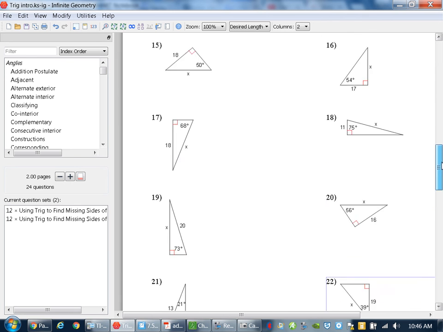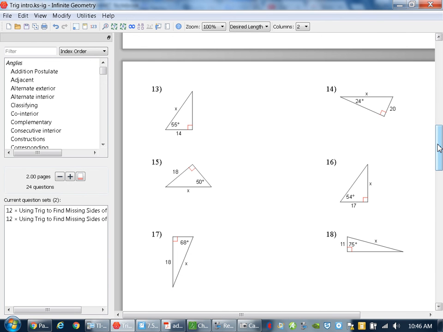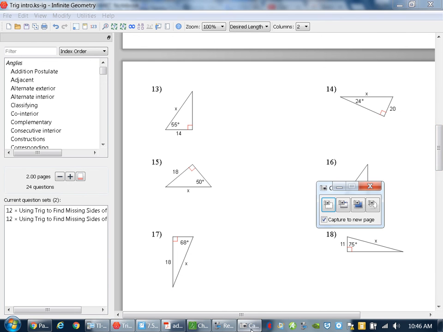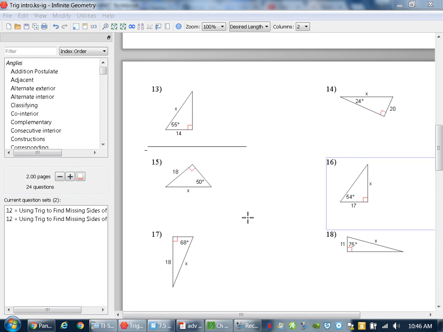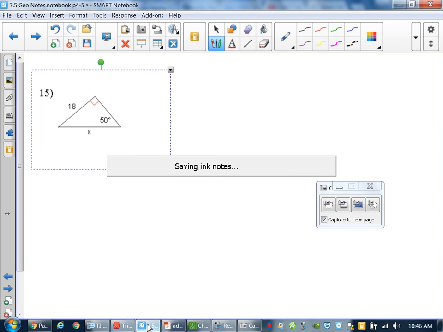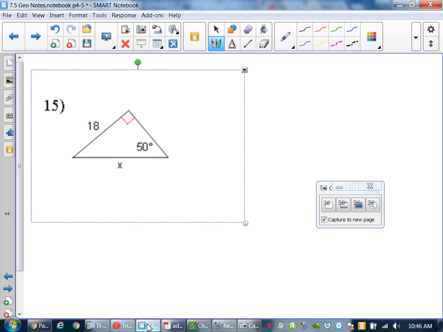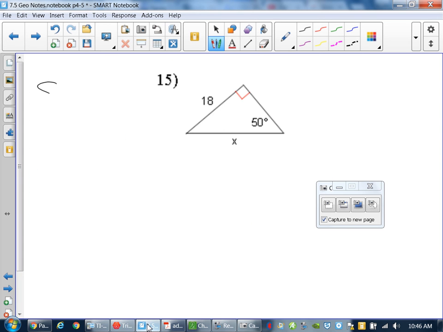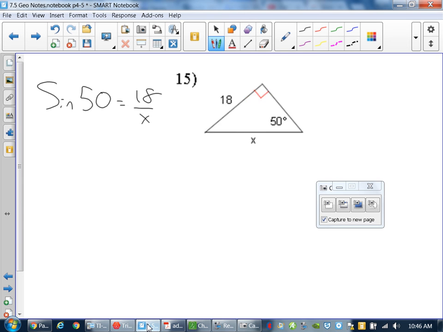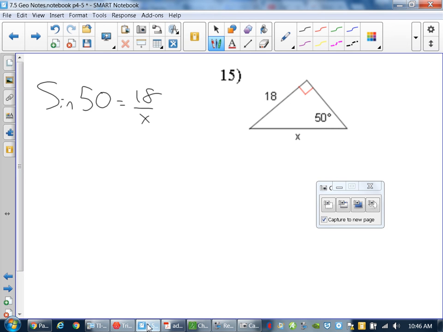So if I'm doing number, let's see, we did 13. Number 14, I think we did that one. If I go to 15, on number 15, right now, you guys have the following written down. You have sine of 50 is 18 over x. Is that case 1 or case 2? Case 2. So I write down x is 18 over the sine of 50. And then I press my buttons.